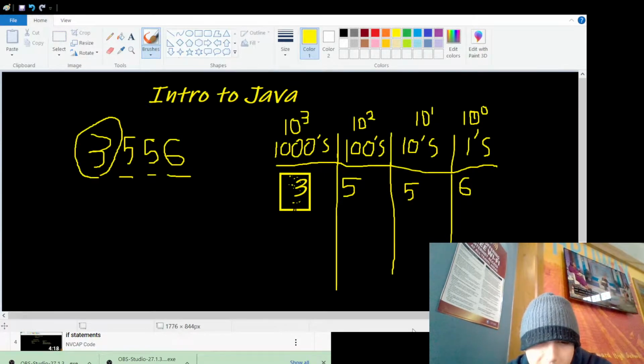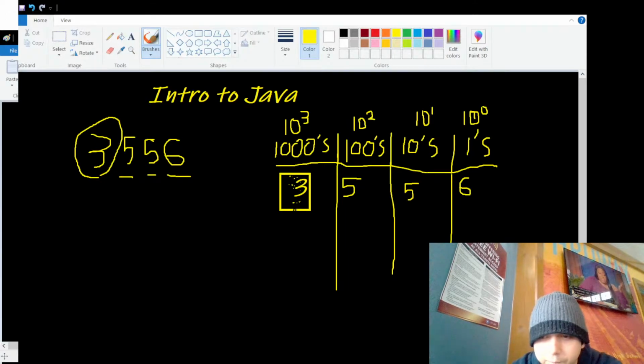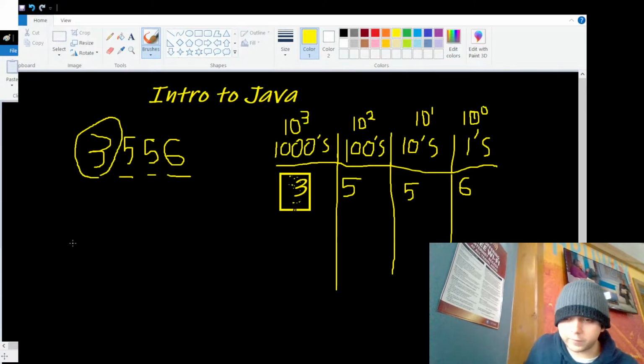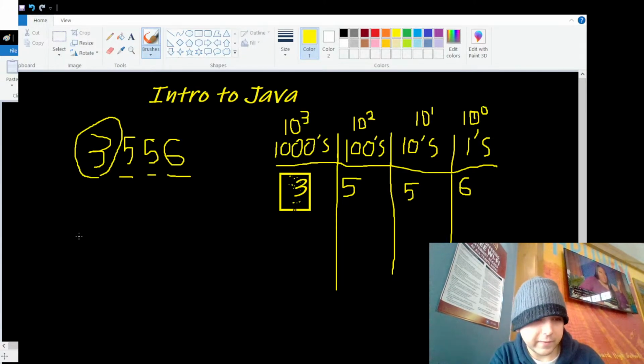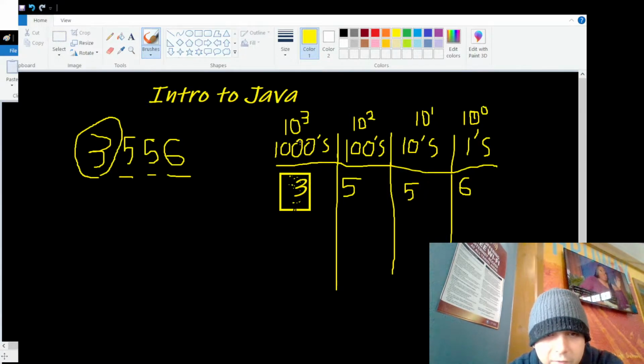So why am I bringing this up, and what does this have to do with programming? It's how you would convert a number in the binary system, the same way. Instead of a thousands place, think of it as a 10 to the 3rd place. Instead of a hundreds place, a 10 squared place. Instead of a tens place, a 10 to the 1 place. Instead of a ones place, a 10 to the 0 place.